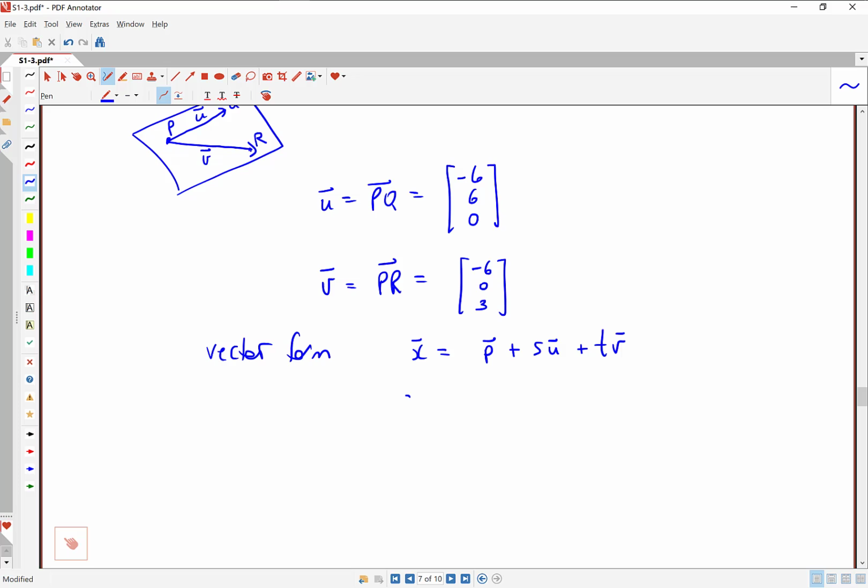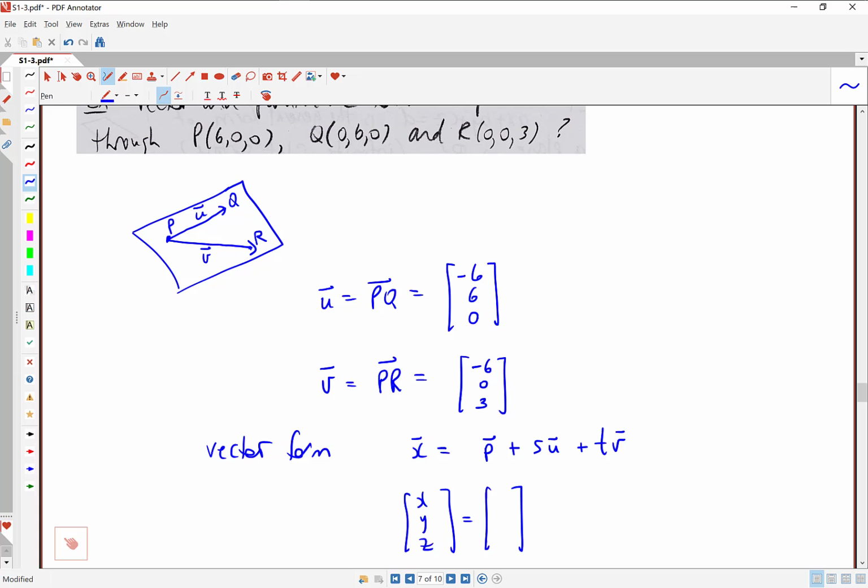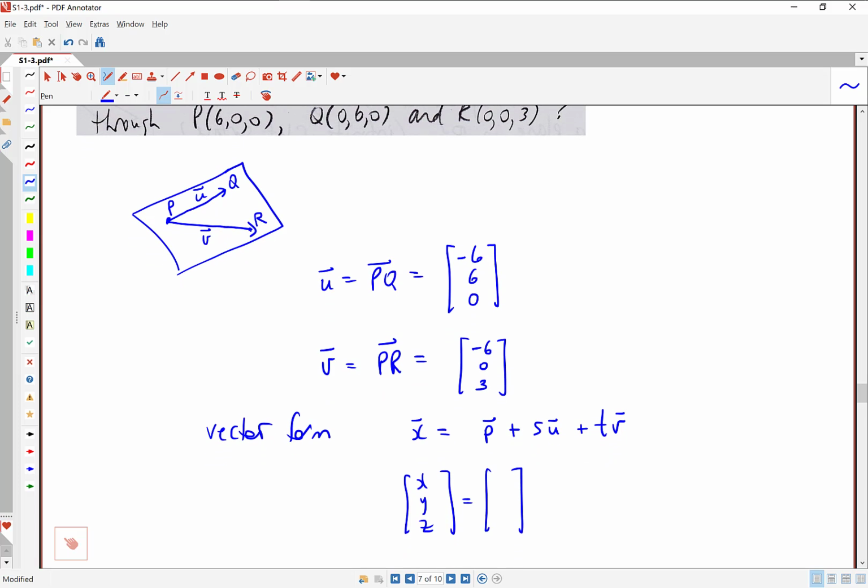X is just our vector of variables. It's x, y, z since we're in R3. Vector P is the vectorization of any point on the plane. So I would say it would be natural to choose the point P and write 6, 0, 0 here. But if you wanted to vectorize Q or vectorize R, that's totally fine because this just represents any point that's on that plane. And then we write plus s times our first direction vector, -6, 6, 0, plus t times our second direction vector, which was -6, 0, 3.